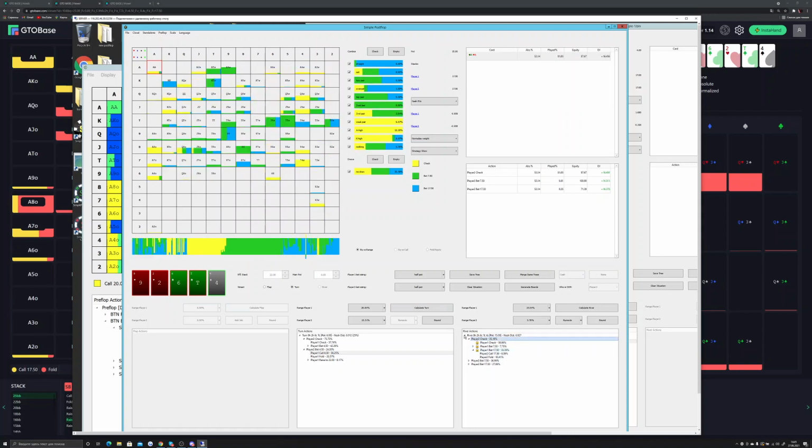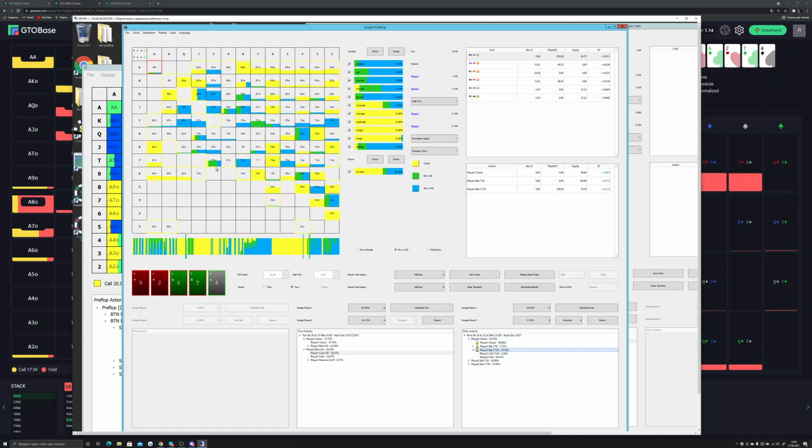Then we don't slow play kings anymore. We still slow play aces, but aces block a lot of stuff. But anyway, we see that there's no difference in EV between shoving and checking aces, so if you want to, you can still shove them.